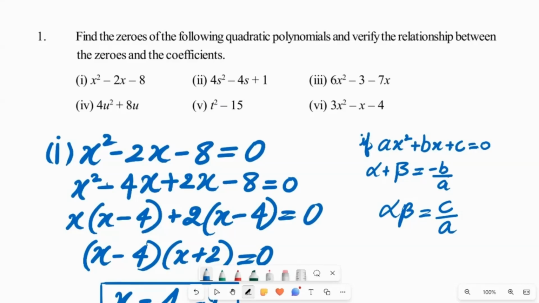We have the first question of exercise 3.3, which is we have to find the zeros of the following quadratic polynomials and verify the relationship between the zeros and the coefficients. So if ax square plus bx plus c equal to 0, then the relationship between zeros and the coefficients are, if alpha and beta are the zeros of the polynomial, then we would get the sum of zeros equal to minus b by a, which is the negative of coefficient of x by coefficient of x square, and the product of zeros alpha into beta is equal to constant term by coefficient of x square.